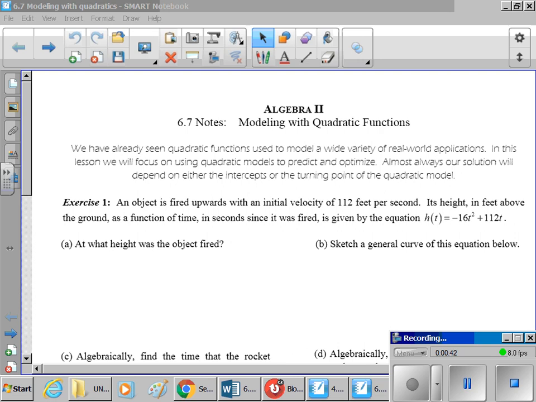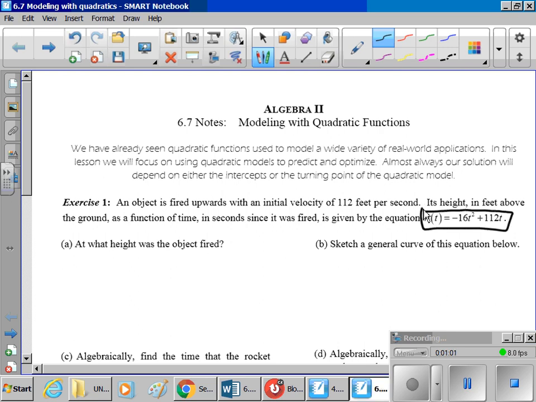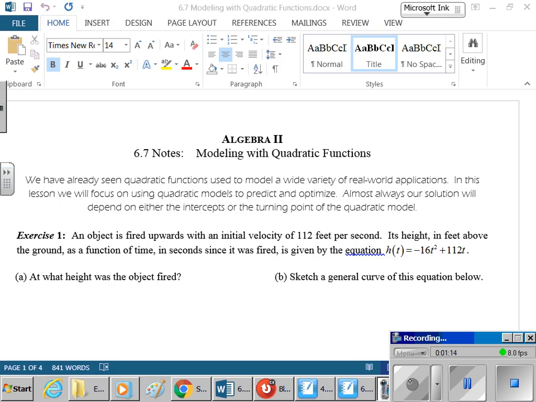So exercise 1. An object is fired upward with an initial velocity of 112 feet per second. Its height in feet above the ground as a function of time in seconds since it was fired is given by the equation here. At what height is the object fired? So what you need to do here is determine what they are asking you to find. In this case, at what height is the object being fired?